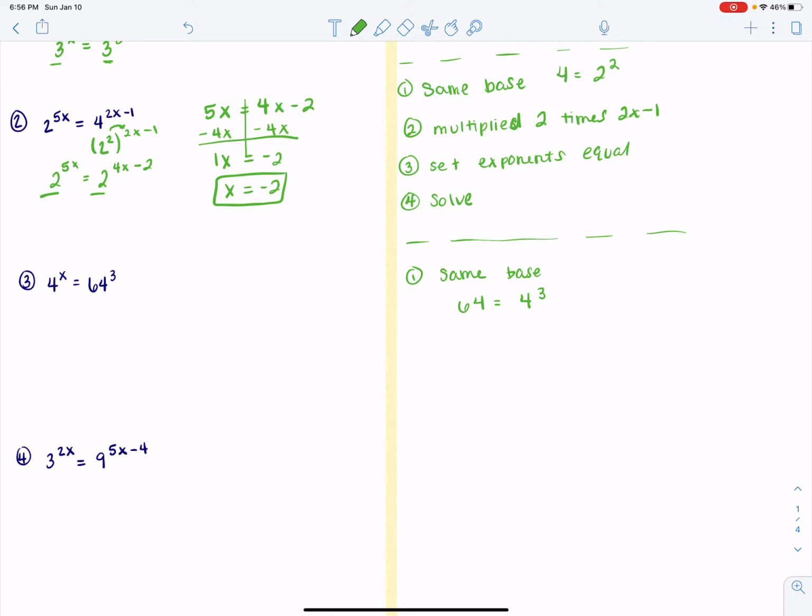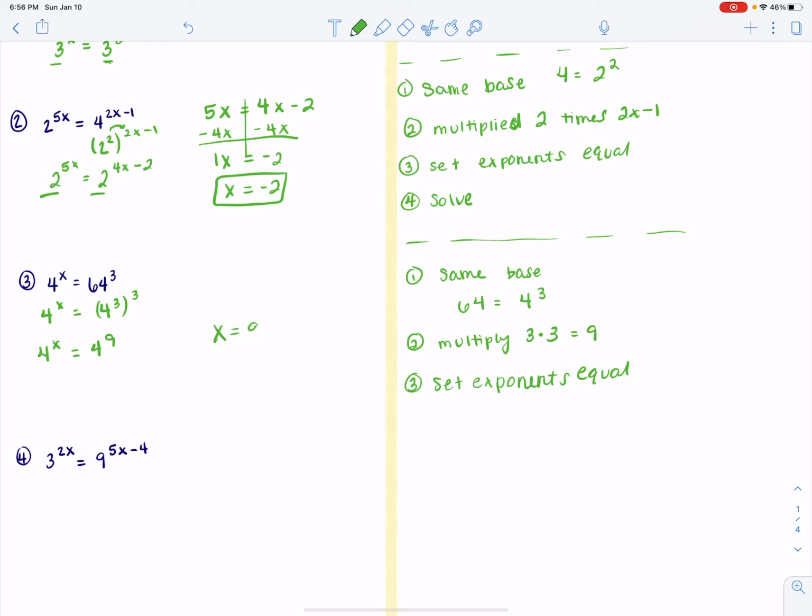So I'm going to change that. So I have 4 to the x equals 64 is 4 cubed. Put the other exponent back. We're going to multiply our new exponent of 3 times our old exponent of 3 and get 9. So I have 4 to the x power is equal to 4 to the 9th. So then I can set exponents equal. So x equals 9, and there's nothing to solve because I already have the answer.